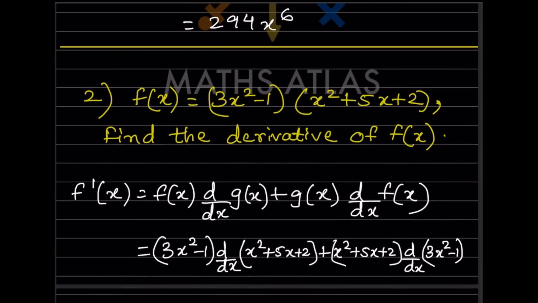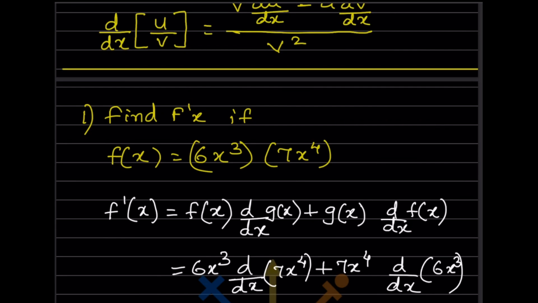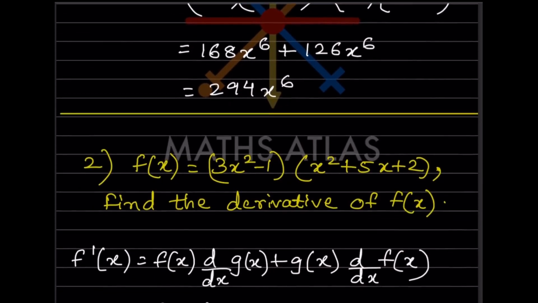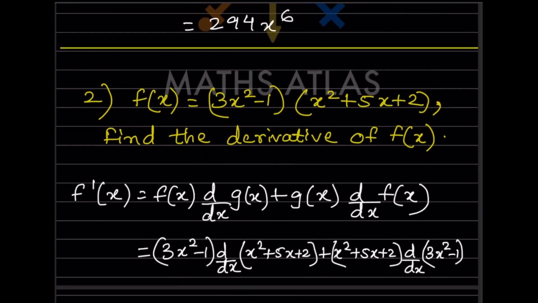So now let us see, f of x is 3x squared minus 1 and x squared plus 5x plus 2. Find the derivative of f(x). When f dash x is given, that means the derivative. Here, they have given it in words that we have to find the derivative of f(x). Both are the same. So f dash x is f(x) into d by dx of g(x) plus, this is the formula, first you have to write.